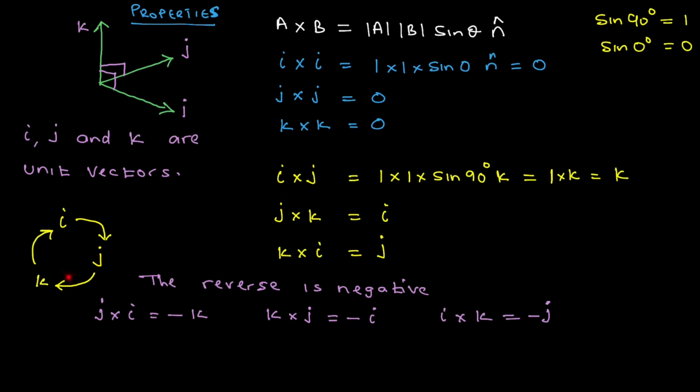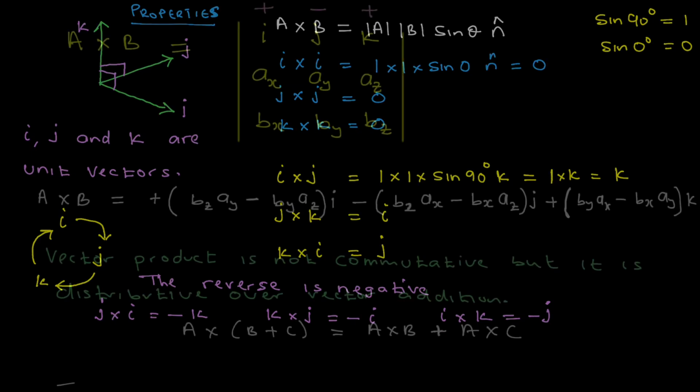But if you go in reverse, j cross i, which is that one here, you're going to get minus k. i cross k, that one, you're going to get minus j. And k cross j, you're going to get minus i. So those are the properties that you need to watch out for when we're looking at these vectors. It takes time to sink in, but once you understand that, then you can always remember it.